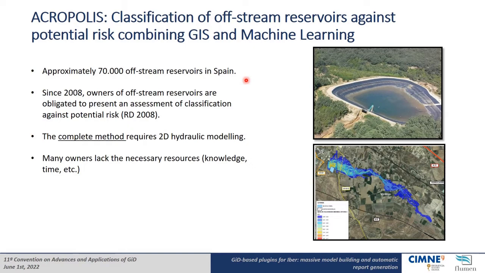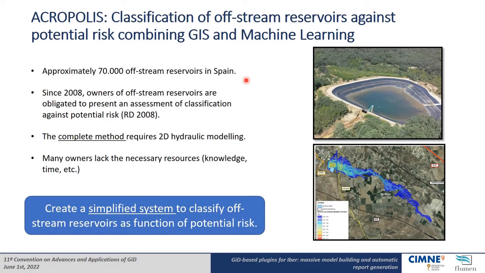The technical guide proposes a complete method for assessing the potential risks. This method requires a complete 2D hydraulic model. Therefore, the necessary work to make a complete and accurate classification assessment requires high engineering knowledge, efforts, and resources often unavailable for many others.